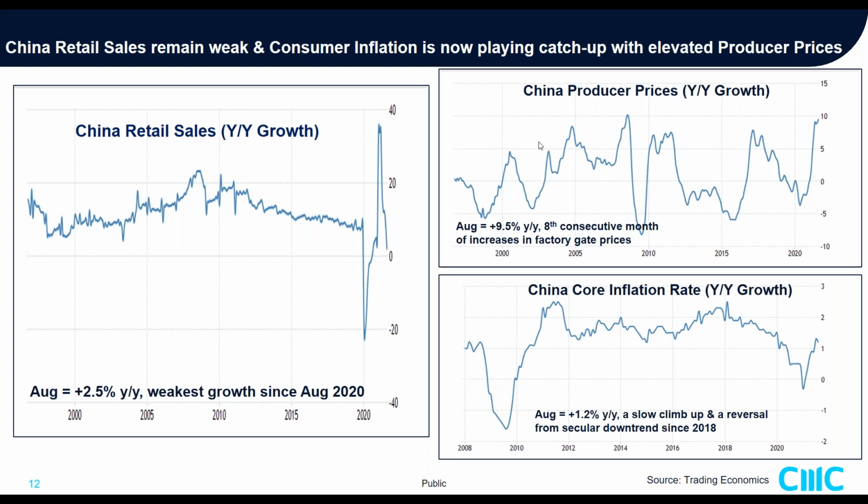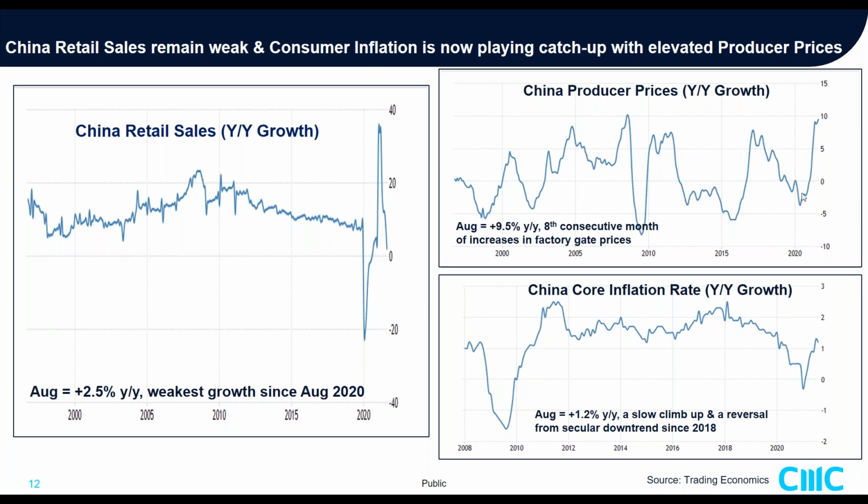Now this is what I call the input cost. Business input cost for China is the factory gate prices. August figures show plus 9.5% year-on-year, the 8th consecutive month of increases in factory gate prices, almost reaching the high that was last seen in 2007 or 2008, prior to the great financial crisis.